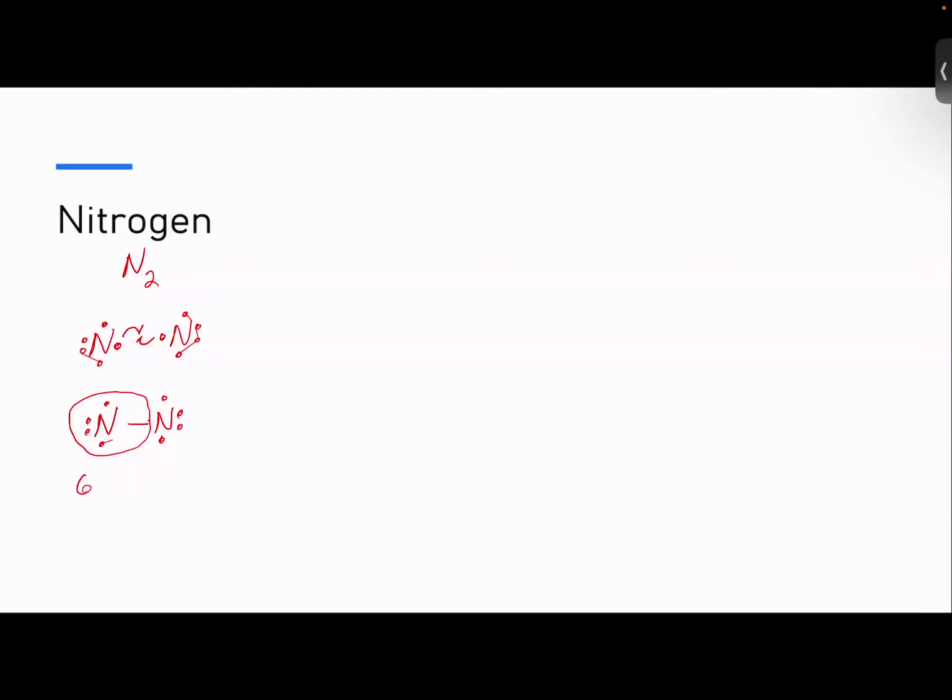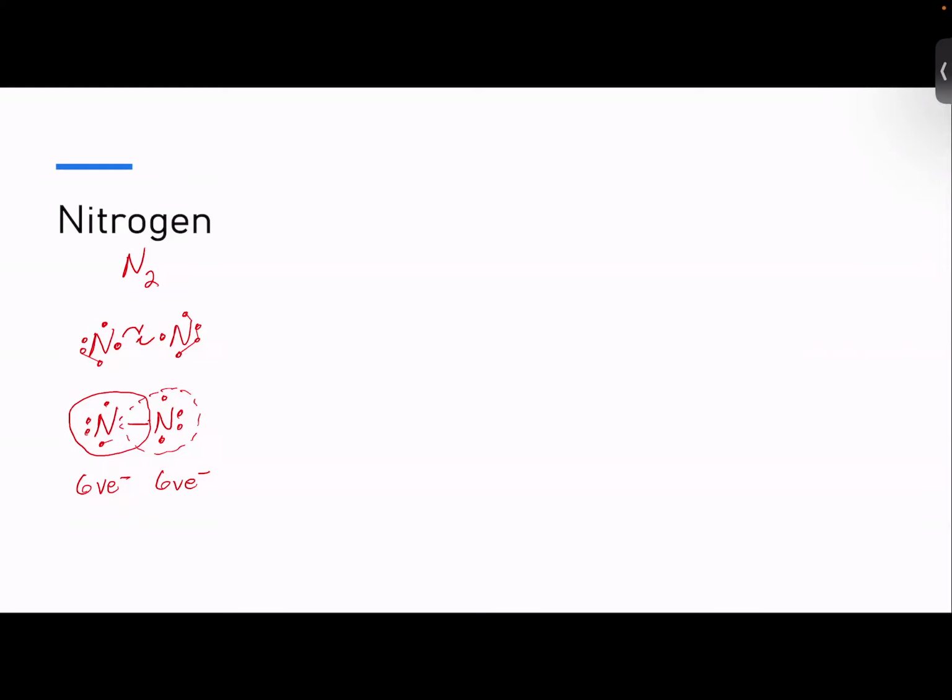The nitrogen on the left views itself as having 6 valence electrons, 2 within the bond and 4 that it owns on its own. The nitrogen on the right also views itself as having 6 valence electrons, 2 within the bond and 4 on its own. We have not achieved an octet, so this is not the structure for nitrogen because, again, the only atom that does not get an octet is hydrogen. Hydrogen needs a duet, but all other elements must have an octet.